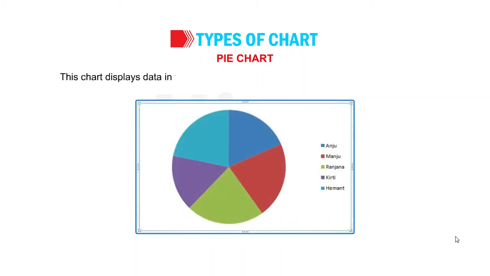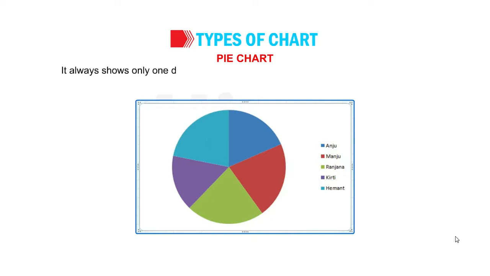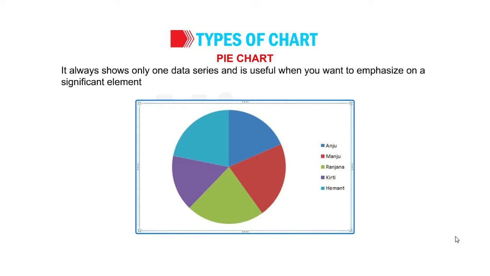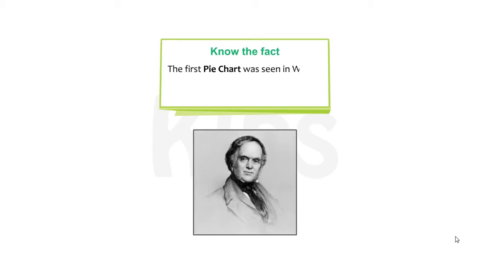This chart displays data in the form of a circle that is divided into a series of segments. These segments show the relative size of each item in the chart. It always shows only one data series and is useful when you want to emphasize on a significant element. This chart type works best with smaller number of values. Students note the fact: the first pie chart was seen in William Playfair's book of Statistical Breviary in 1801.